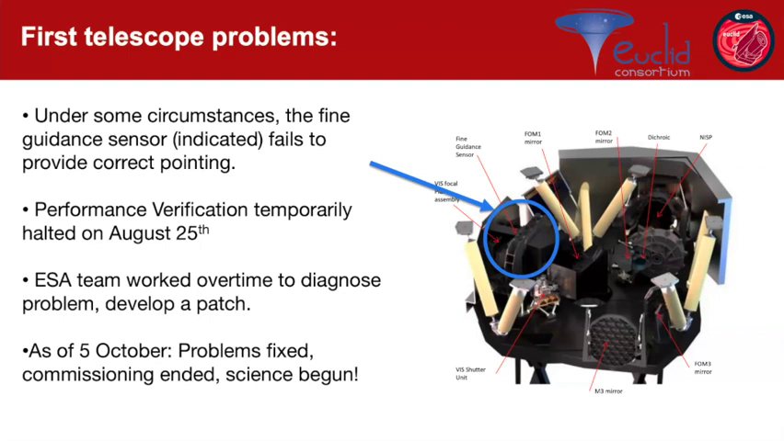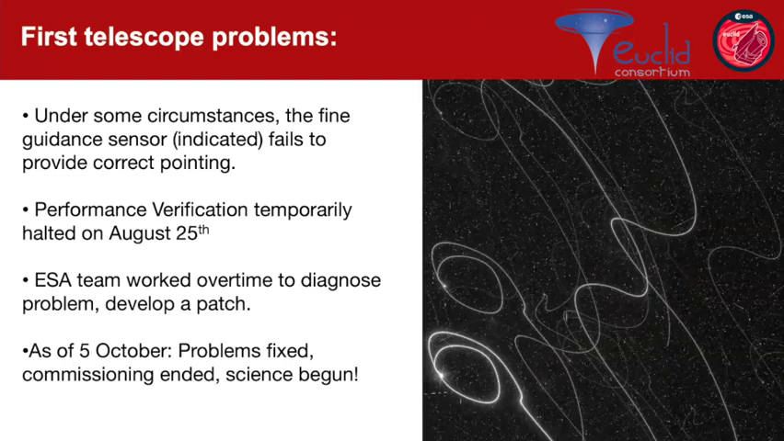The last time I gave a talk on Euclid, we did not yet have a solution. The European Space Agency and their industry partners were at that point working overtime to try and figure out what this was. We were all worried that it might be a hardware issue. But on the 5th of October, they had uploaded a patch. They had determined that the problems had been fixed and we could begin taking science data again. So we're a little behind schedule, not too much.